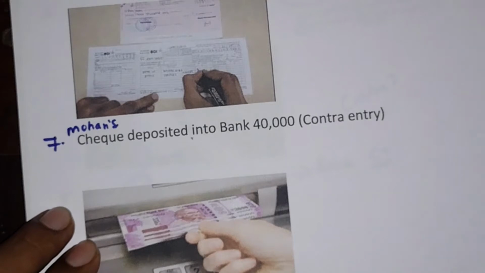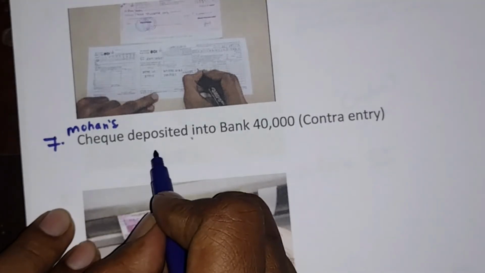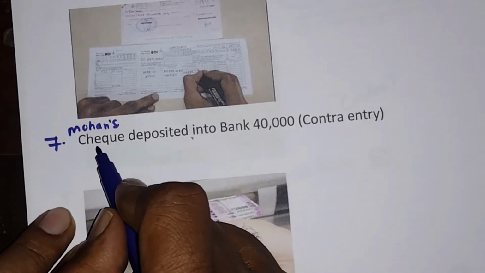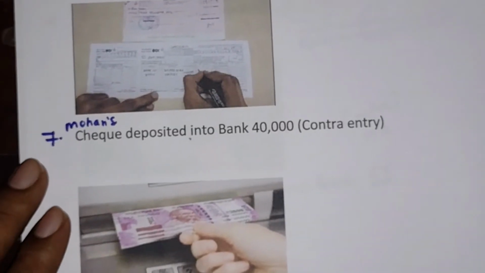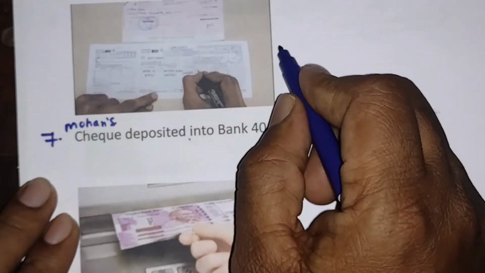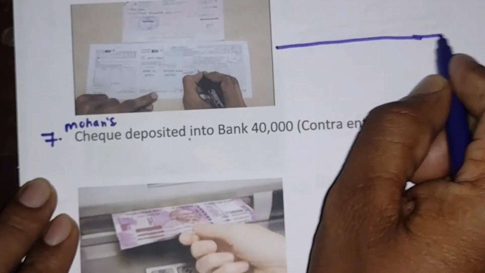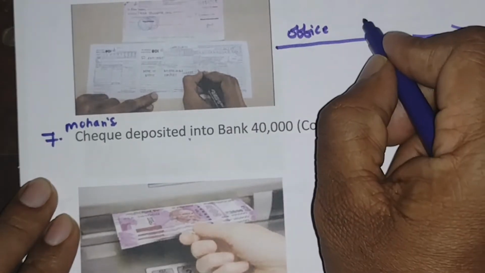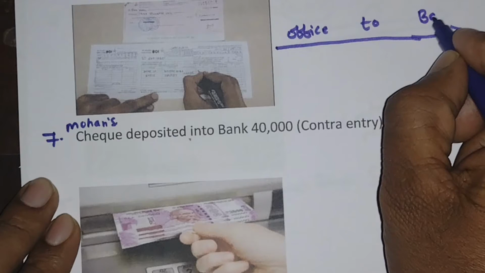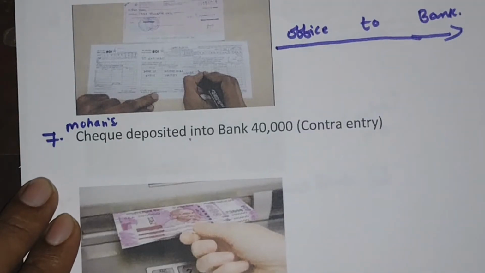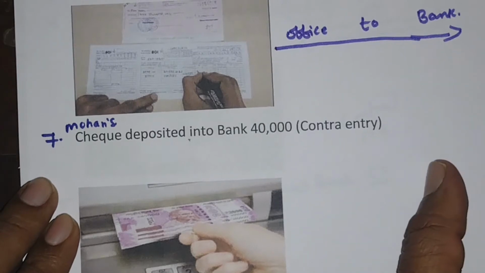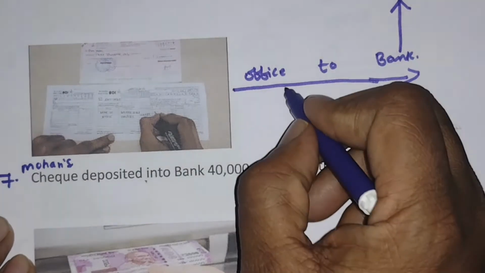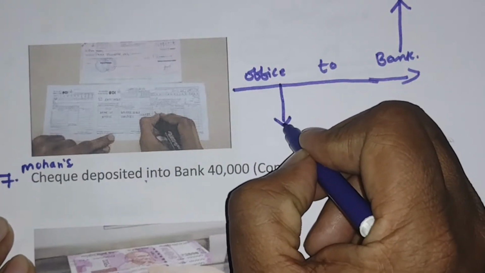Coming to the next picture. Please see that. Already we have seen that check received from Mohan. Keeping that check in the office will be of no use. That has to be sent to the bank. I am using the words that it has to be sent to the bank. From where it goes? It goes from office to bank. Then what happened? Once the check is sent to the bank, the money will increase in the bank and the check value will decrease in the office.